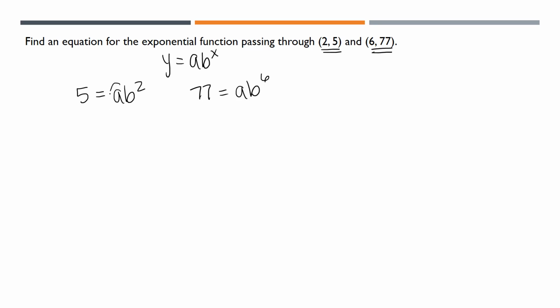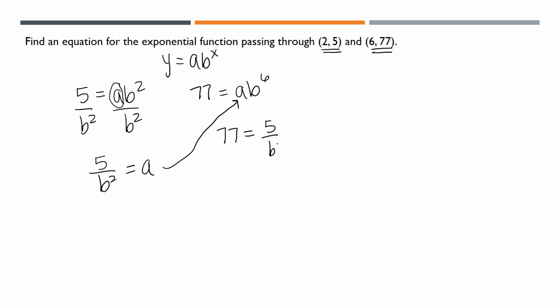Let's try a substitution here. I'm going to solve my first equation for a by dividing both sides by b squared. And I'm going to plug that into my second equation. That gives me 77 equals 5 over b squared times b to the 6th. Maybe I'll write that as b to the 6 over 1. Because when I do that, I can see I have some common factors of b here. In fact, I could use my exponent rule that when I'm dividing numbers with the same base, I subtract exponents. That'll leave me with 5b to the 6 minus 2 power, or 5b to the 4th.